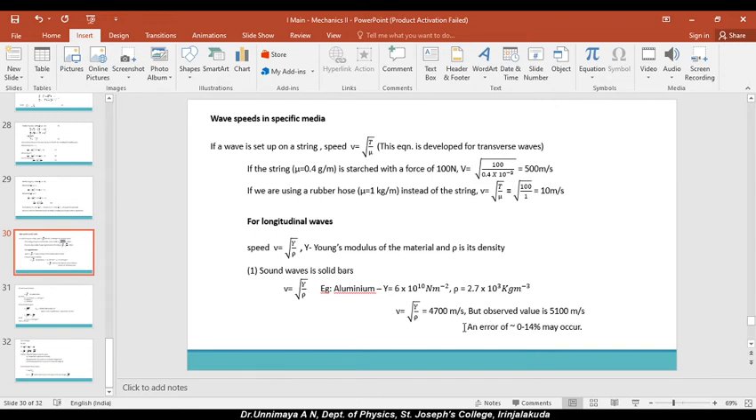So an error of approximately 0 to 14% is obtained for all those cases, not only for aluminium, but for all the materials like granite, lead, nickel, silver bars. We get an error of approximately 14% between the experimental value and the theoretical value of the speed of sound waves. This is the case with the solid medium.